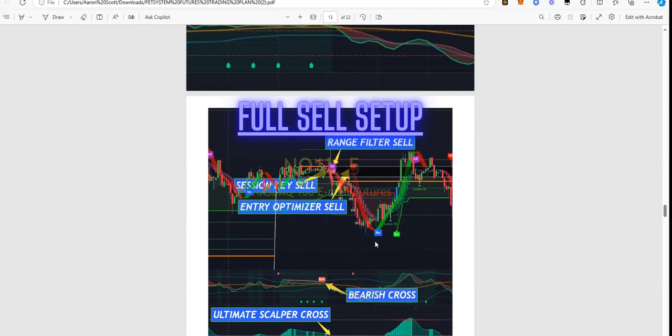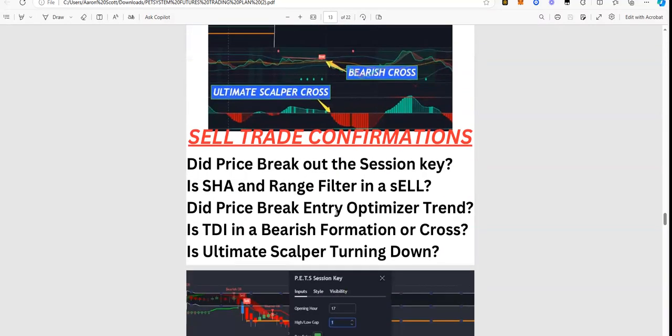That trade right there. When do you get out? When you start seeing the buys come in, or when it crosses back over your signal lines. You got one here from the entry optimizer. You have another one here from the range filter. Then all the way back up here, you have the entry optimizer ATR. So if you want to get out of this trade, you just wait for it to break the ribbons, or when you see the buy signal, and then you get out of the trade. So that's the full setup for the sell. It's full setup for the buy.